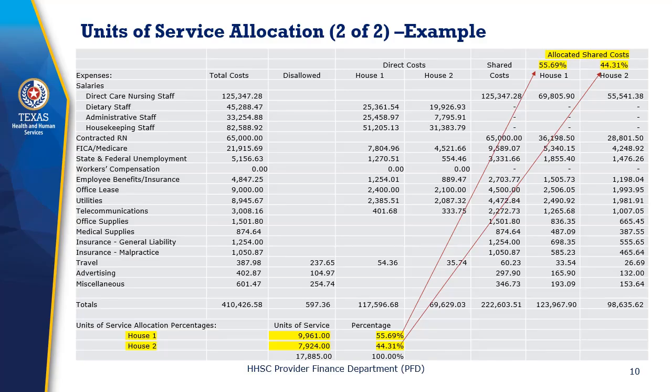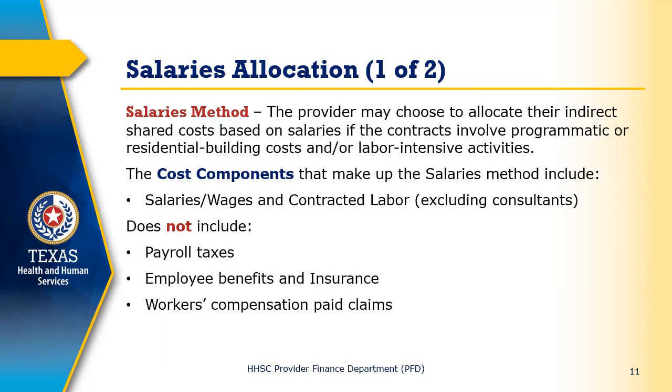For instance, the total shared cost of the expense type miscellaneous is $346.73. Multiply this total by the House 1's UOS allocation percentage. This will equal the amount $193.09. This amount is entered underneath House 1's allocated shared costs column and in the miscellaneous expense row.